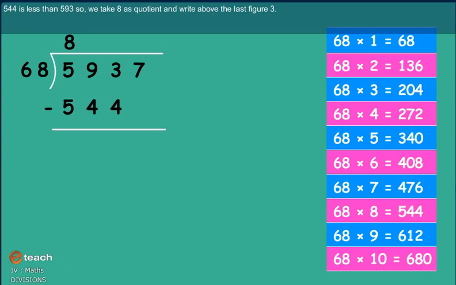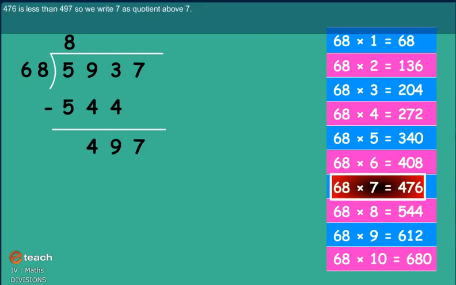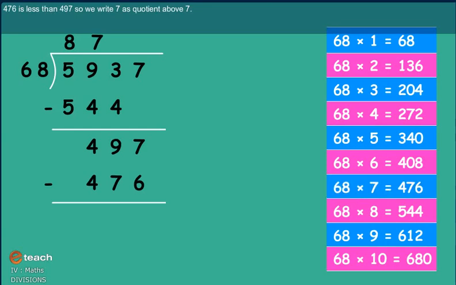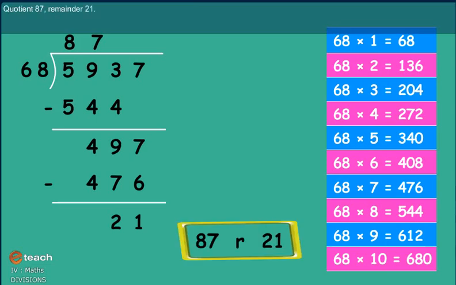So we take 8 as quotient and write it above the last figure 3. Again check. Multiplication of 68 by 8 is 544, which is greater than 497. So let's check with 7. 476 is less than 497. So we write 7 as quotient above 7. Hence, our answer is quotient 87, remainder 21.